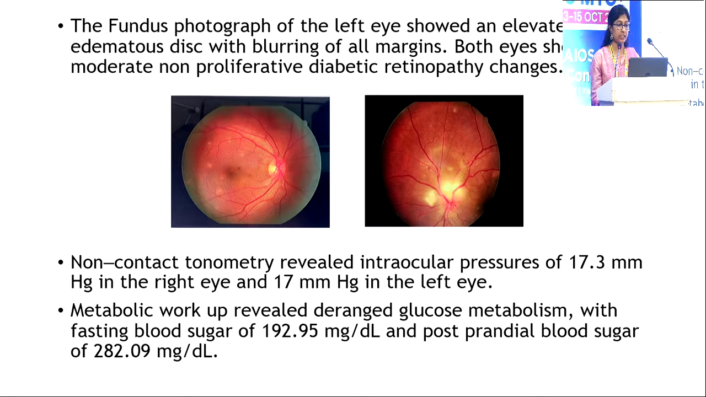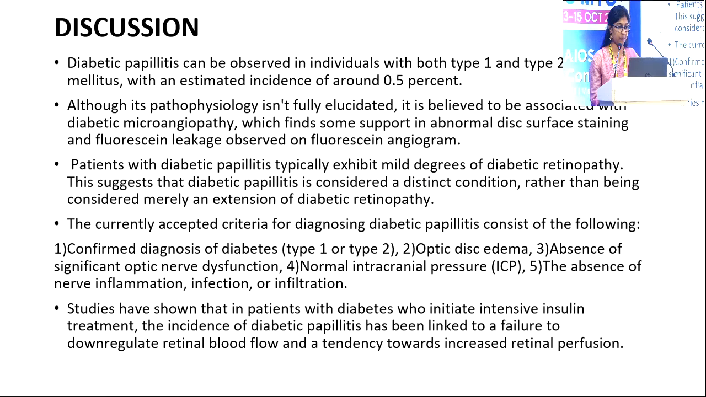These were the fundus photographs. The left eye showed a 2-diopter elevated edematous disc with blurring of all the disc margins, and both eyes showed moderate non-proliferative diabetic retinopathy changes. Non-contact tonometry revealed IOP of 17.3 mmHg in the right eye and 17 mmHg in the left eye. Metabolic workup revealed deranged glucose metabolism with FBS of 192.95 and postprandial blood sugar of 282.09 mg per deciliter.